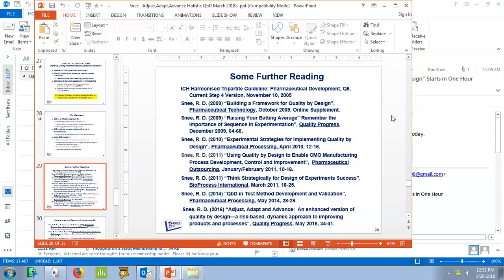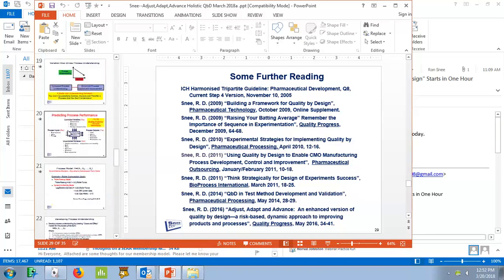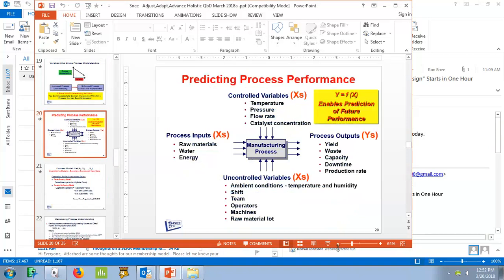Okay, the next question we have: can we see the slide with the inputs, outputs, controlled variables, and uncontrolled variables again? There is a question regarding how the X values are determined.